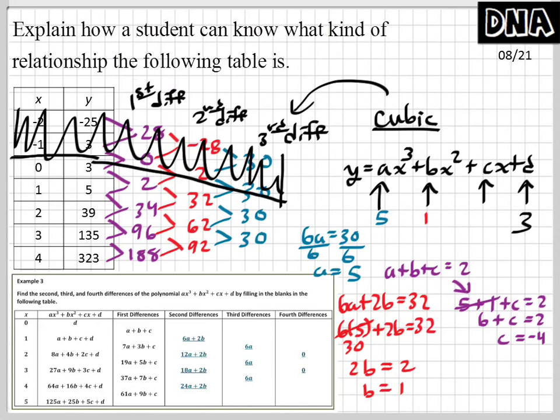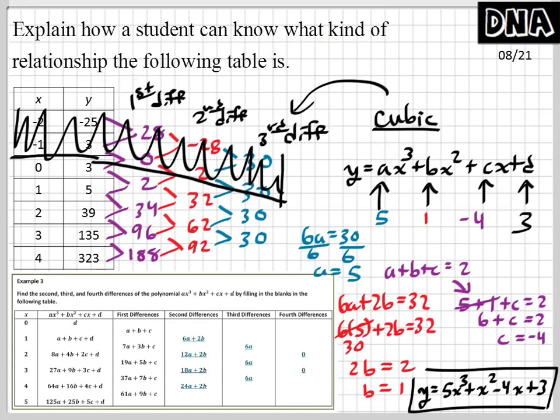Alright, so now we have all of our numbers, and so now our final equation looks like this. We have y equals 5x to the third plus 1x squared, and I'll have to write the 1, plus, actually let's do minus 4x, and then plus 3. I did minus because we would say plus -4, but this is a shorter way to write it. And so that's how you find the equation.